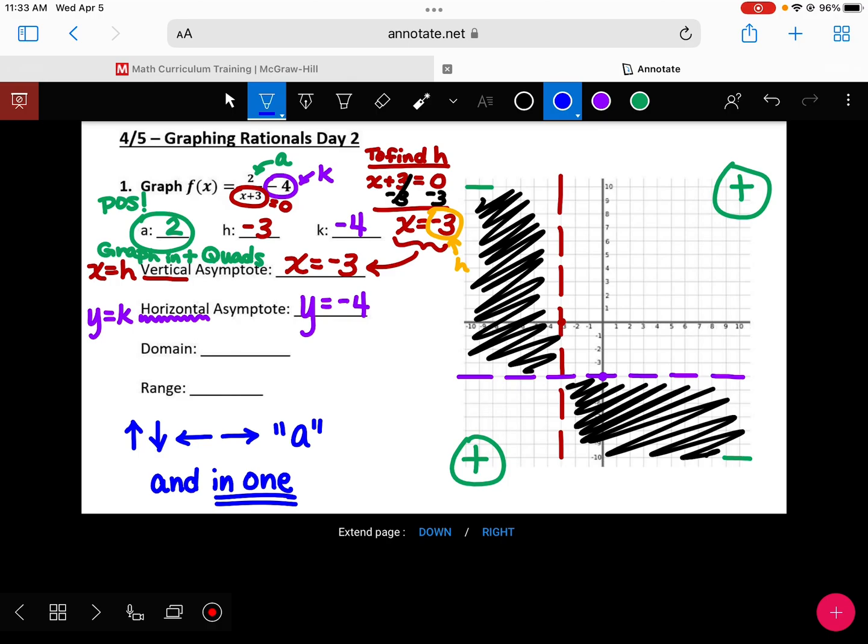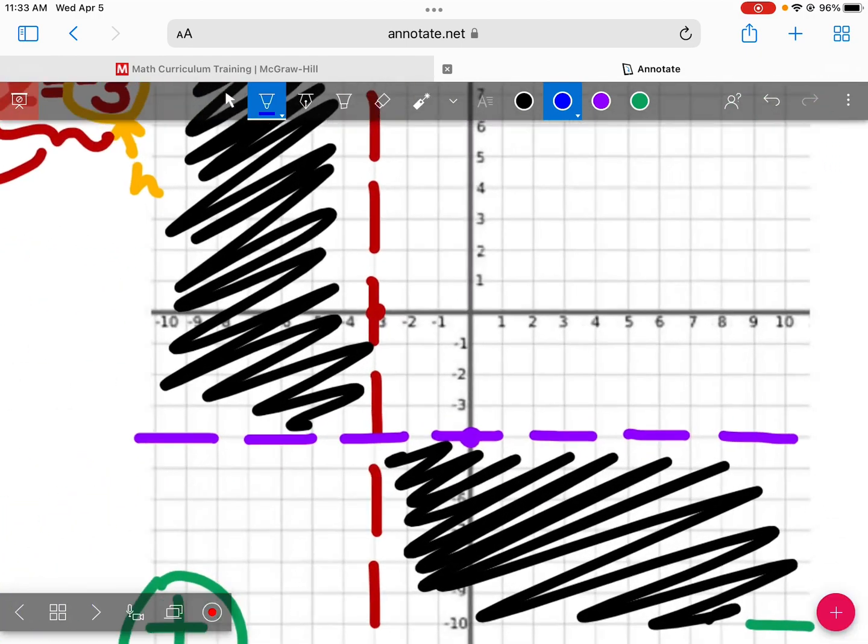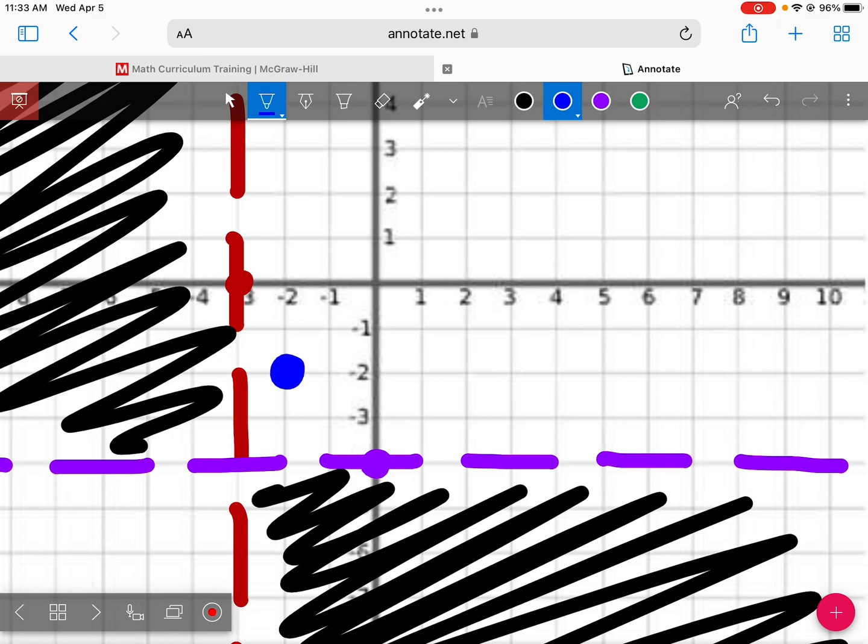I'm going to go up 2. So 1, 2. And I'm going to go into a quadrant. I'm not allowed to put a point on the asymptote. Remember, we're never allowed to touch or cross the asymptotes. So I go up 2. Which way do I have to go? Because I've scribbled out the other one, so I can't go that way. I went up 2. I need to go into a quadrant. I have to go to the right. I can't put a point where I've scribbled. So I put a point right here. Up 2 and into my positive quadrant 1.